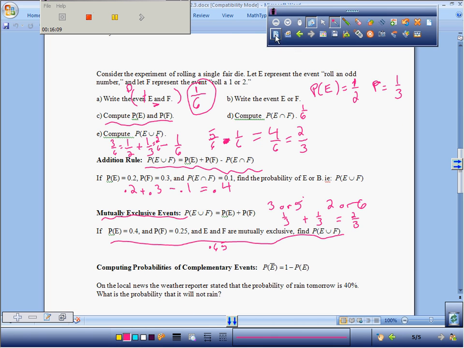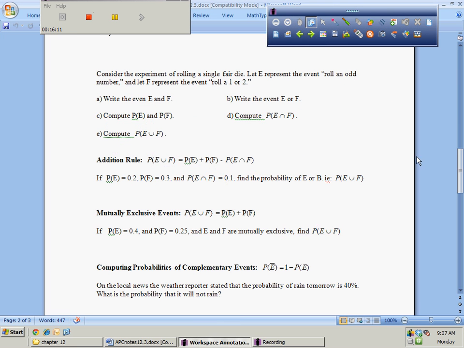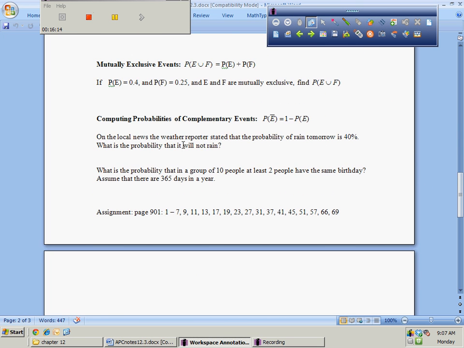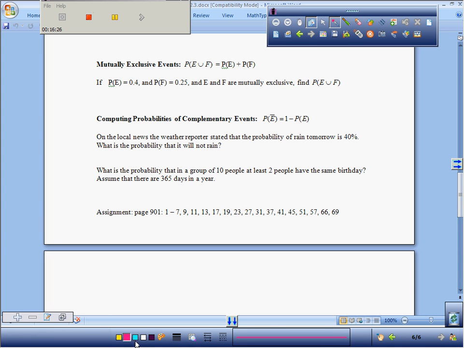Last couple of things. The probability of a complementary event, that's this thing with a bar on the top, is 1 minus the probability. For instance, like that little example I gave you at the beginning, on the local news it says that the chance of rain is 40%. What is the probability that it will not rain? 1 minus 0.4, which is 0.6, which is 60%.